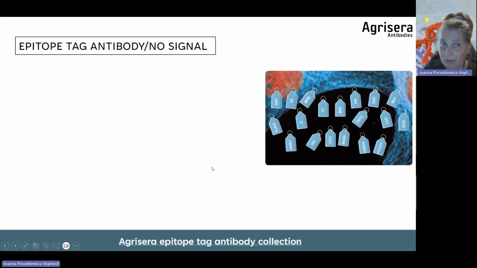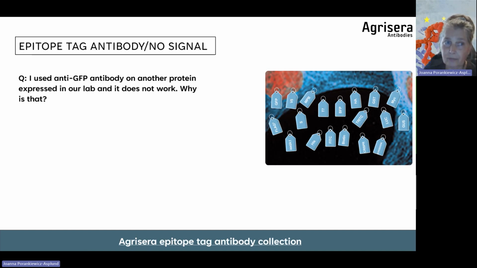You're probably using epitope tag antibodies. That was also one of the questions, and the epitope tag antibody was not providing any signal. It worked on one protein, which was GFP tagged, but not on the other protein, which was also GFP tagged. There can be different reasons for that. Epitope tag antibodies sometimes fail to detect all tagged proteins which we are using in the lab.